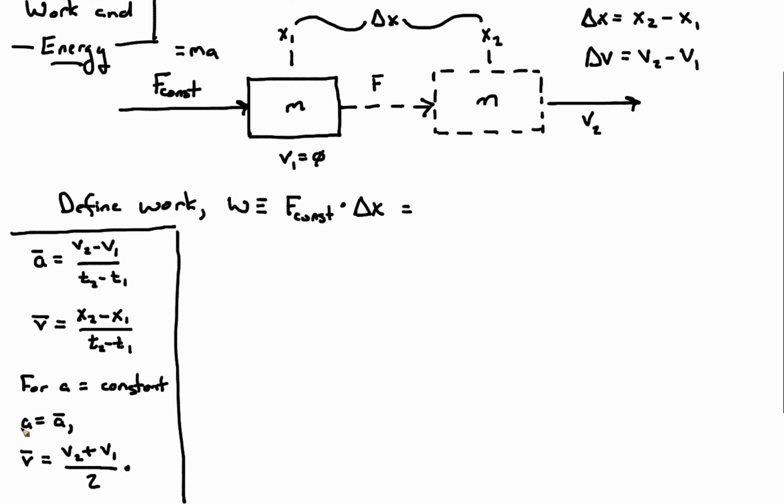So the acceleration at any given moment in time is going to be the exact same as the average acceleration because all accelerations are the same. They're constant. And then for a system that's under constant acceleration, the average velocity is just the velocity at the final point plus the velocity at the initial point divided by 2.